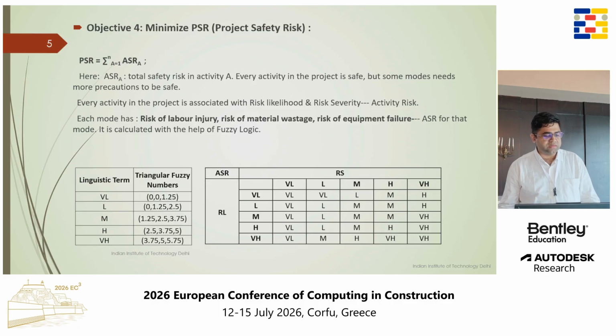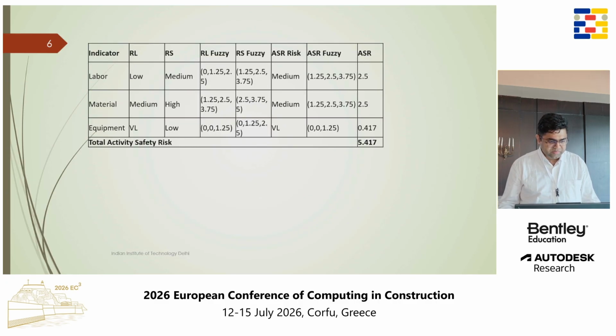We have taken the risk of labor injury, the risk of material wastage, and the risk of equipment failure into the calculation of ASR, that is the activity safety risk assessment. This is one example of how the safety risk assessment has been done for every activity.